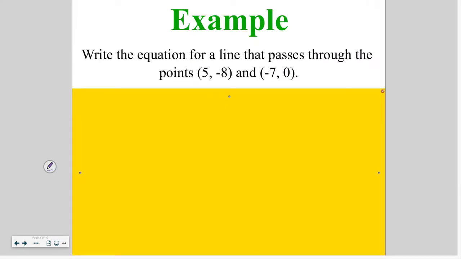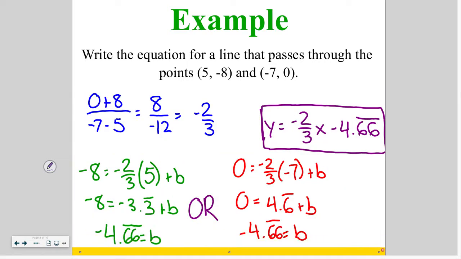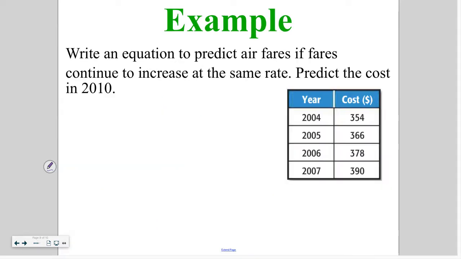Go ahead and try this one on your own, finding slope first and then solving for that b value. We get our final answer of y is equal to -2/3 x minus 4.6 repeating. If you rounded that to 4.67 or just 4.7, that is fine as well. If you have questions about that, please let me know when you get to class.